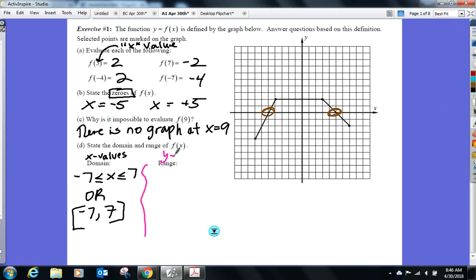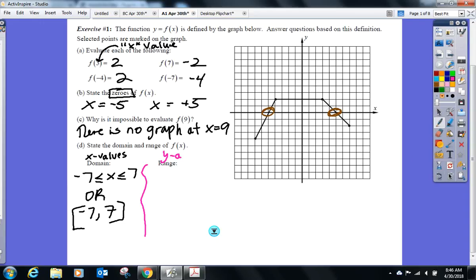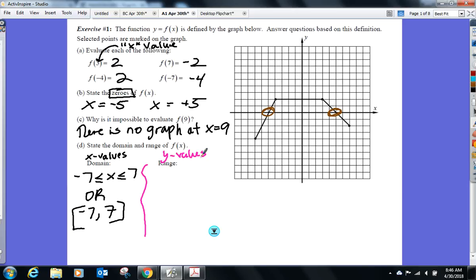Range, y values. Ooh, this might be a little bit tougher. What y values does this graph go to? So now look at the y-axis. From what low point to high point do the y values go? You got this?